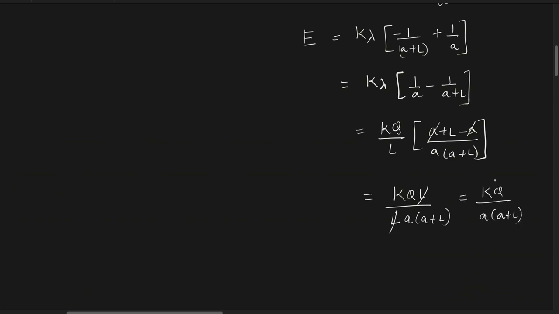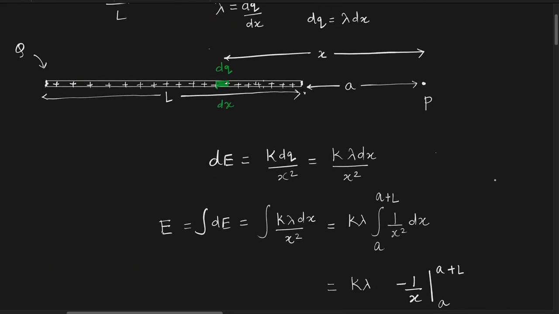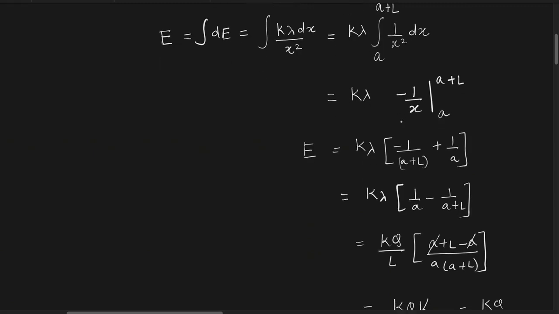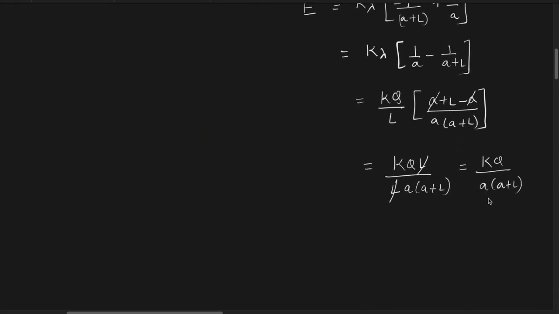The electric field due to this dq charge at point P is in this direction, and all these positive charges will have the electric field in the same direction. That's why I didn't write the direction in the first place. So now you have the final result as kQ by A into A plus L.